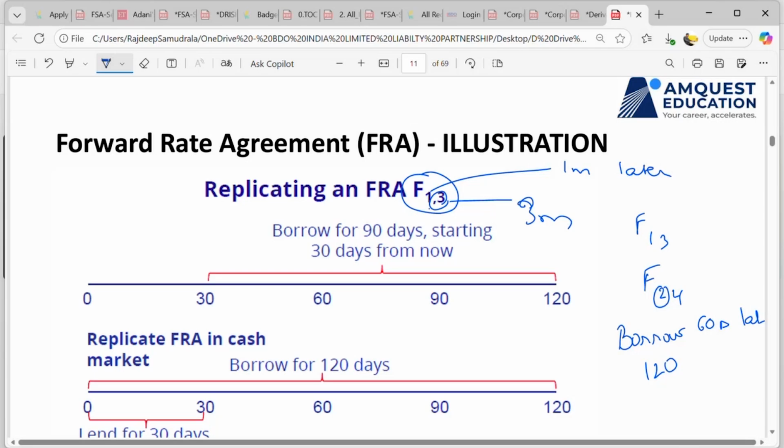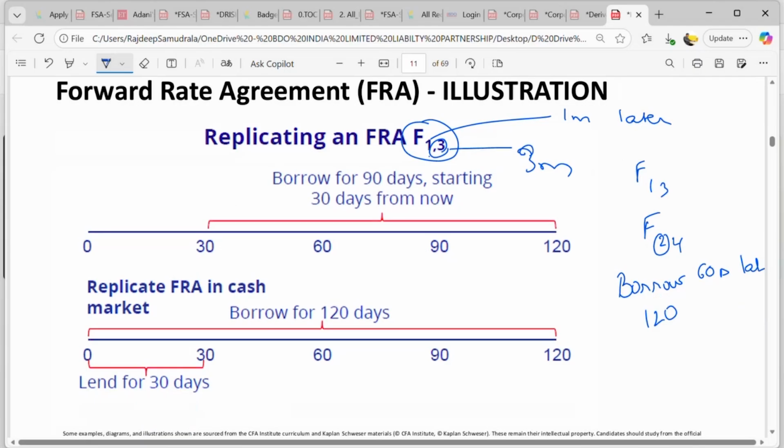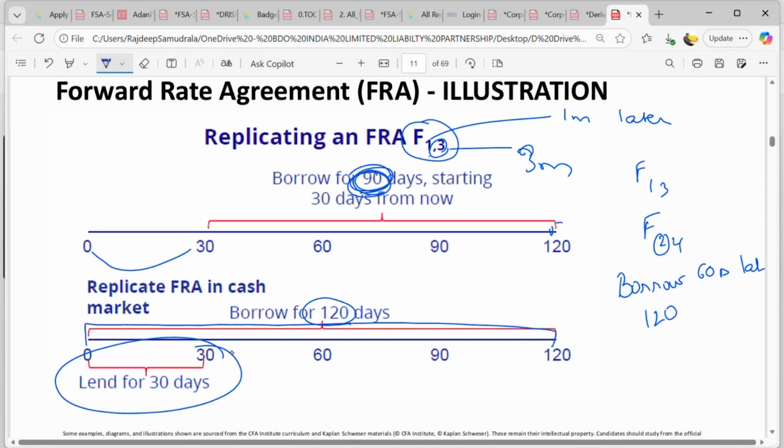Are we clear? 60 days, 120 days. Okay. So obviously you can replicate in the cash market. So if I tell you after 30 days, I want to borrow for 90 days, that is also the same as lending for 30 days and borrowing for 120 days. See, if after 30 days I'm borrowing for 90 days, it is as good as saying that I'll borrow for 120 days, but of that, the extra 30 days, I lend for 30 days, and for the remaining 90 days I will be on the borrowing side.